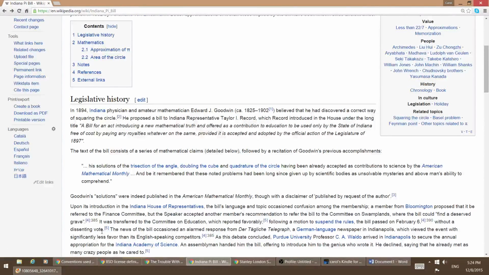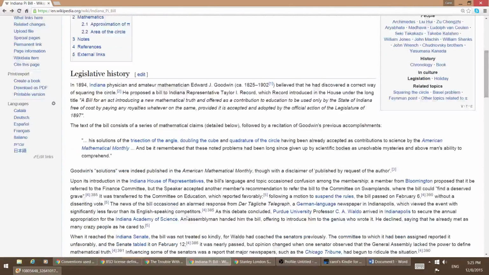Without a dissenting vote. The news of the bill occasioned an alarmed response from Der Tägliche Telegraph, a German language newspaper in Indianapolis, which reviewed the event with significantly less favor than its English-speaking competitors. As this debate concluded, Purdue University professor C.A. Waldo arrived in Indianapolis to secure the annual appropriation for the Indiana Academy of Science. An assemblyman handed him the bill, offering to introduce him to the genius who wrote it. He declined, saying that he had already met as many crazy people as he cared to.